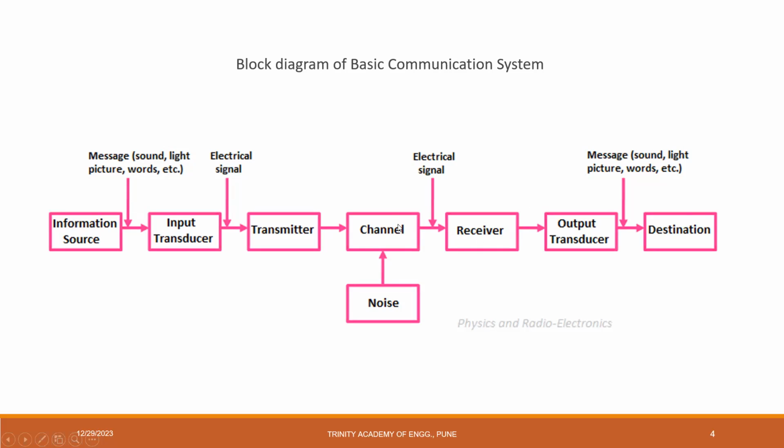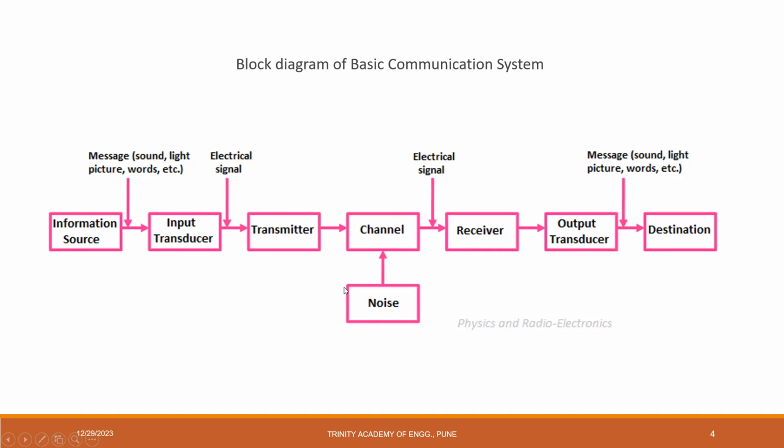Now the output of the channel is given to the receiver. The receiver takes the electrical signal and recovers the information. This information can be in different forms like sound, light, picture, or words. The output of the receiver is given to the output transducer. The function of the output transducer is that whatever electrical signal we receive, it converts into the respective message type and gives it to the destination. So this is how the basic communication system works in a simple way.